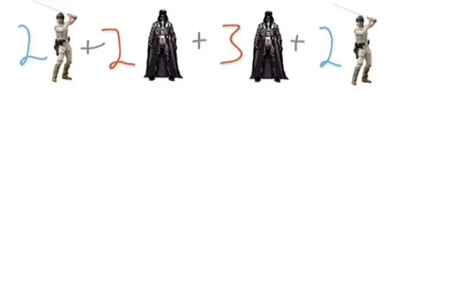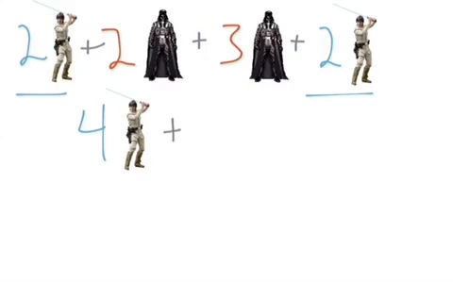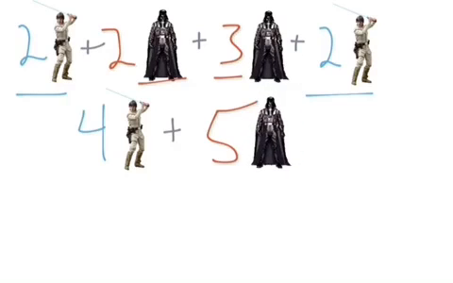So I'm going to come back and I'm going to say, well, let's start with the Luke Skywalkers. I've got 2 here and 2 there. Well, that should give me a total of 4 Luke Skywalkers that I have in my expression. So I'm simplifying it this way. Next, I look at the Darth Vaders. I've got 2 here, 3 there. So that should give me 5 Darth Vaders right there. And as I bring them down, now my expression is simplified. I still can't combine the Luke Skywalker and the Darth Vaders, but I can simplify the expression, make it a little bit smaller, and that's what we're looking at when we're combining these like terms.